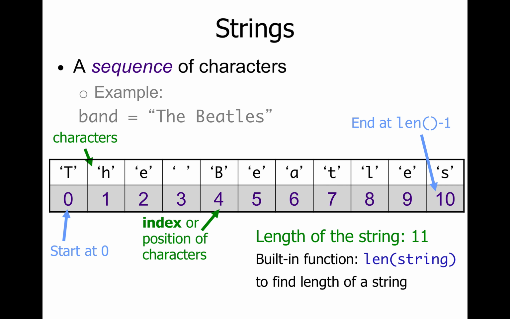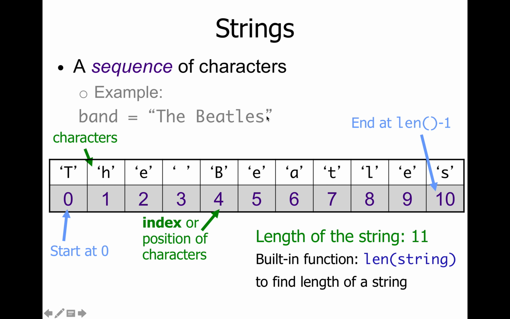So today we're going to talk about strings and lists. So we've already been working with strings a little bit. We've been working with the type string when we use text. And so let's think about strings in a slightly new way. Strings are a sequence of single characters. For example, we could create a variable band, which is equal to the Beatles.